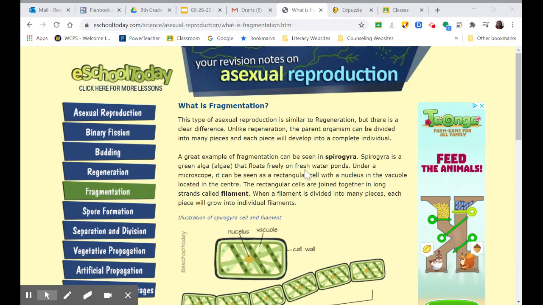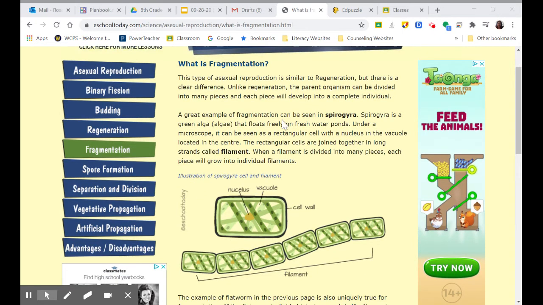A lot of times you'll see an example when they talk about fragmentation of a starfish, so they'll lose part of it, and then it will become a completely new individual. A great example of fragmentation that they're going to talk about today can be seen in the spirogyra. Spirogyra is a green algae that floats freely on freshwater ponds.